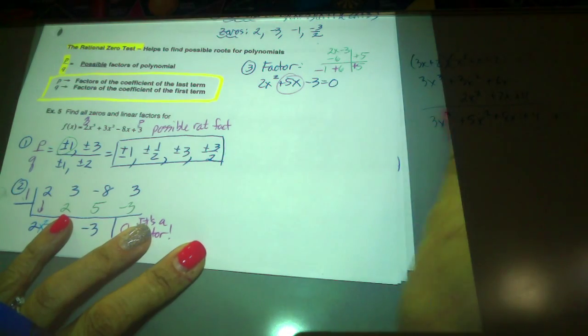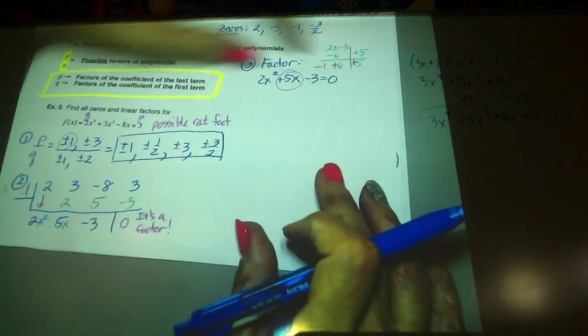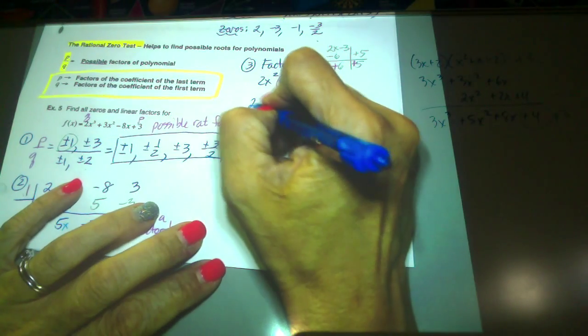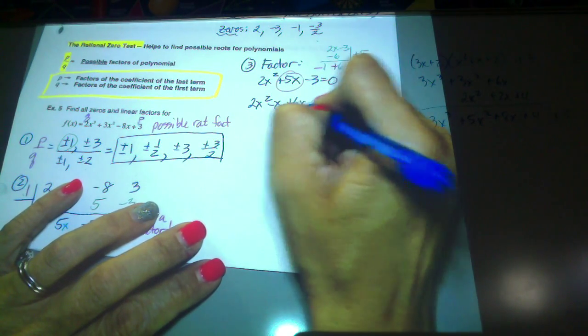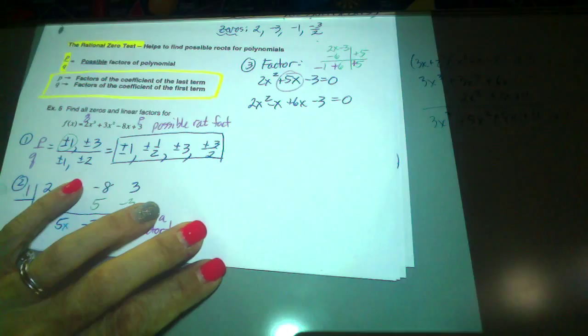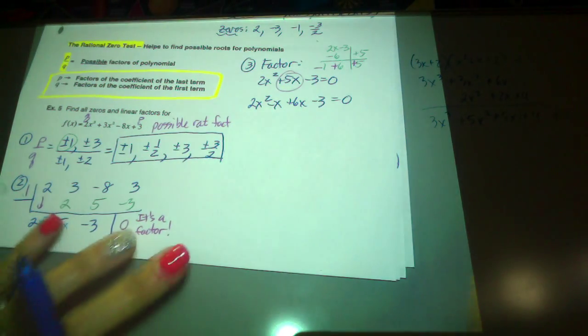So then I'm going to replace that middle term with the 2 new middle terms. 2x squared minus x plus 6x, and my last bookend, minus 3. Cut it in half.